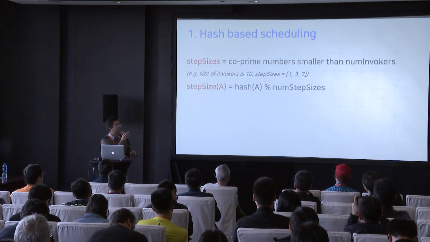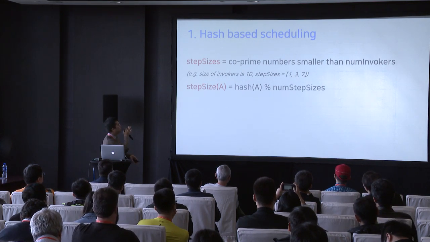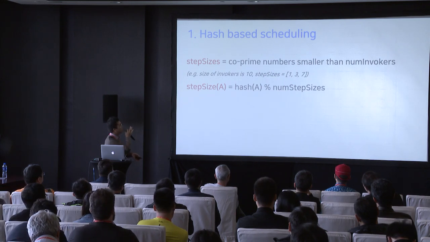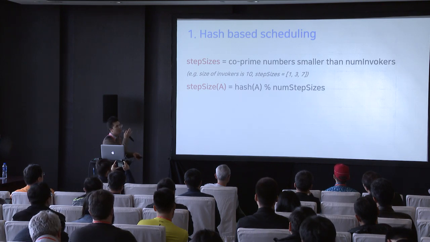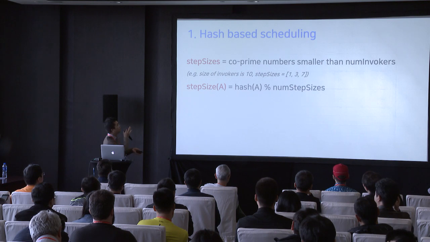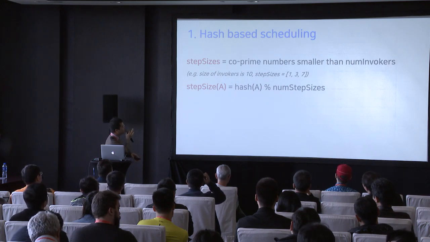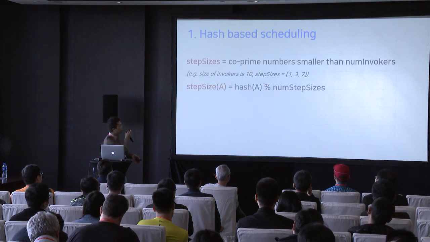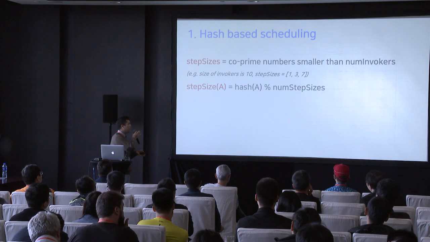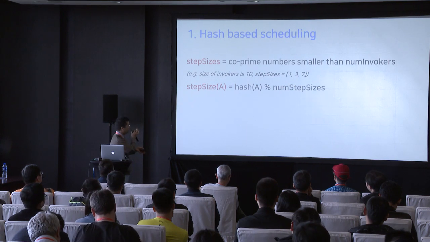There are step sizes, which are co-prime numbers that are smaller than the number of invokers. For example, if the number of invokers is 10, then the step sizes are an array of 1, 3, 7. You can think about why OpenWhisk uses co-prime numbers here. So for an action A, its step size is its hash value mod the number of step sizes. Then if the number of invokers is decided, for each action its home invoker and step size are also decided.